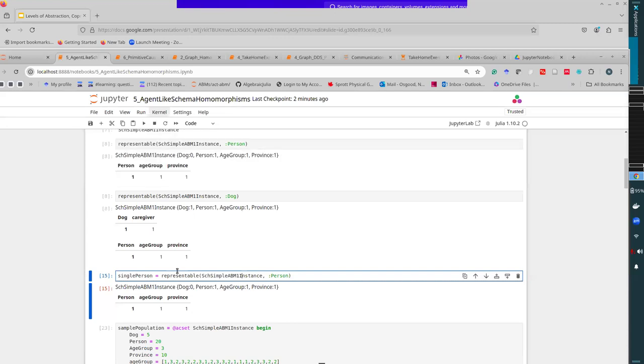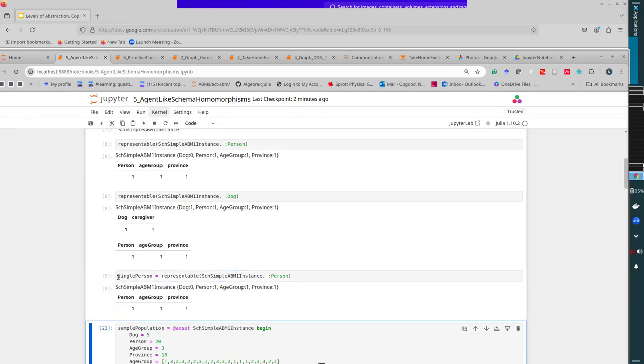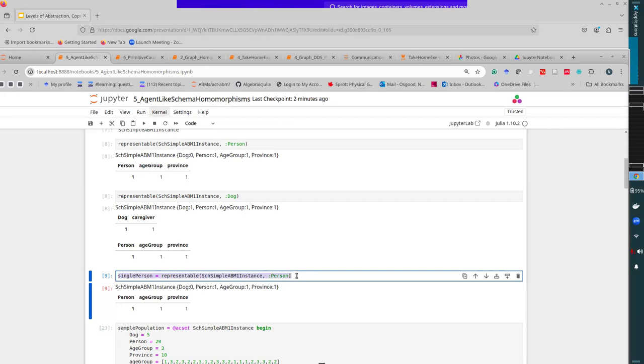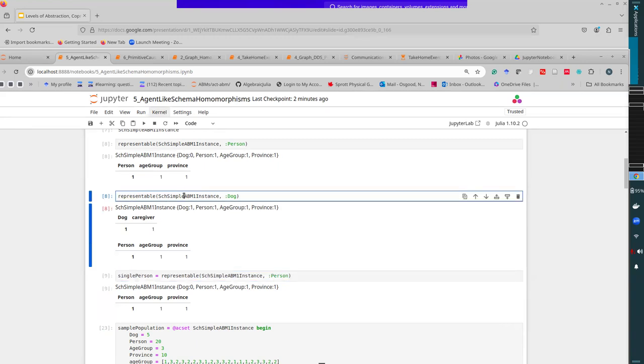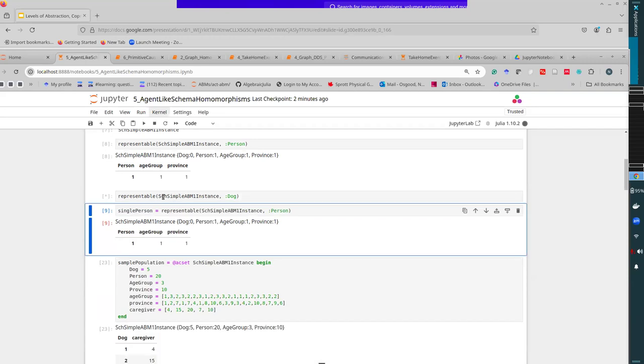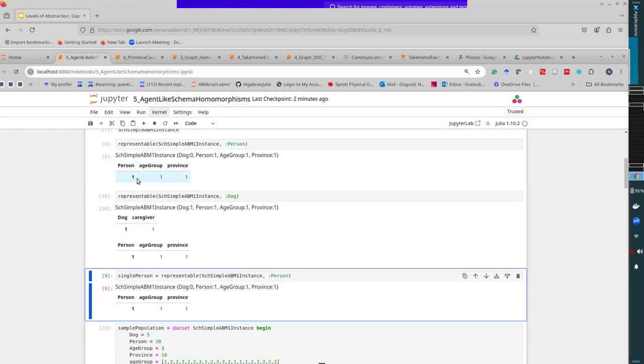And really, if you're gonna do this, you can do it in one pass and then you can cache it. And I think it's actually caching it here now that I did it. So here I'm doing this one here. You could also do it for the dog and you'll find the representable for dog is a little bit more articulated. For a person, a generic person needs to have, well, they're a person. They have one person, one age group in one province. They live in one province and they have a particular age group. Okay, that's what that kind of says.